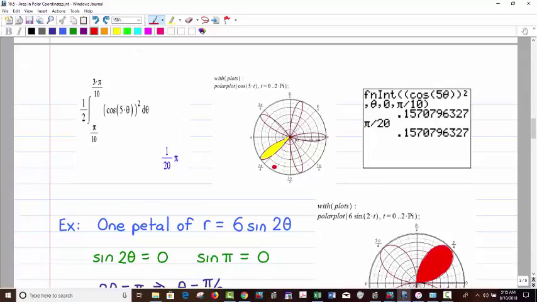Oh, and I just shaded in yellow the actual petal that we found, this one right here. Not that it matters.